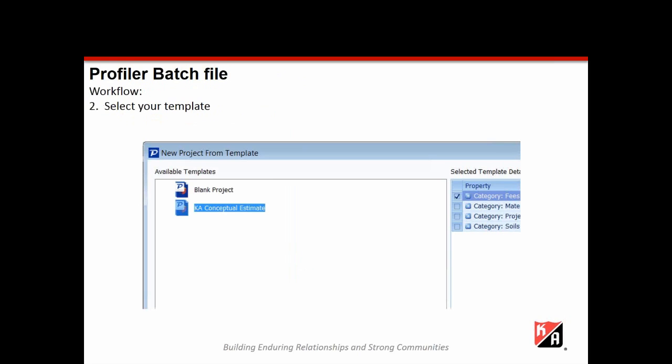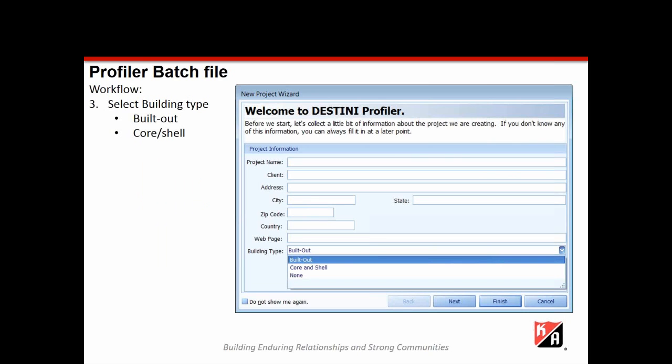You select your template, and if you haven't created a template, I highly recommend you do for your company. It'll set things in there for you, such as different materials for cladding and whatnot. And then you select your building type. This is the Profiler building type, not the building classification. And we actually have only two building types. We have a built-out and a core and shell.